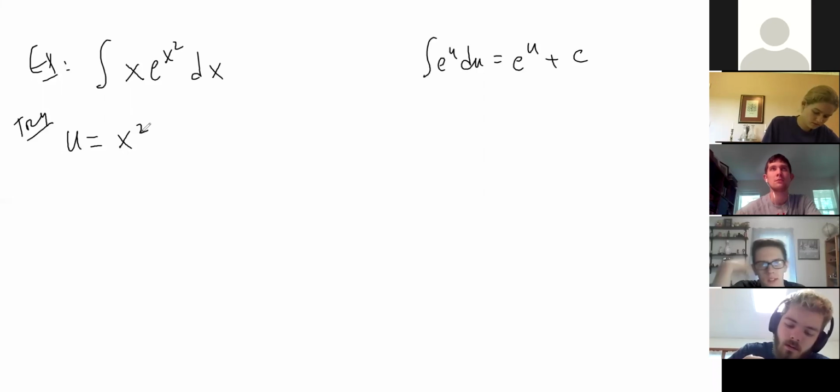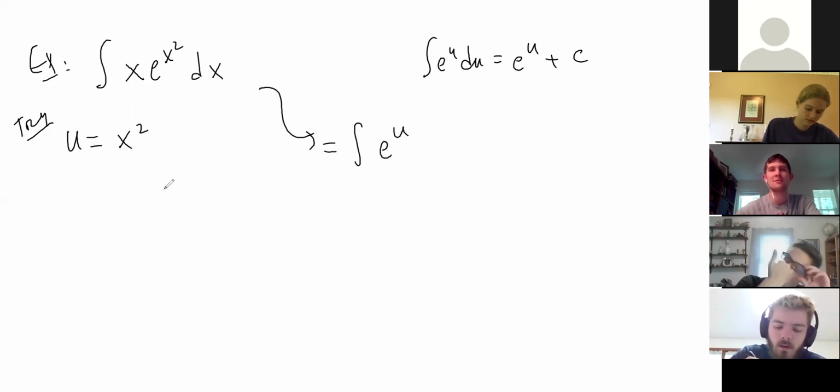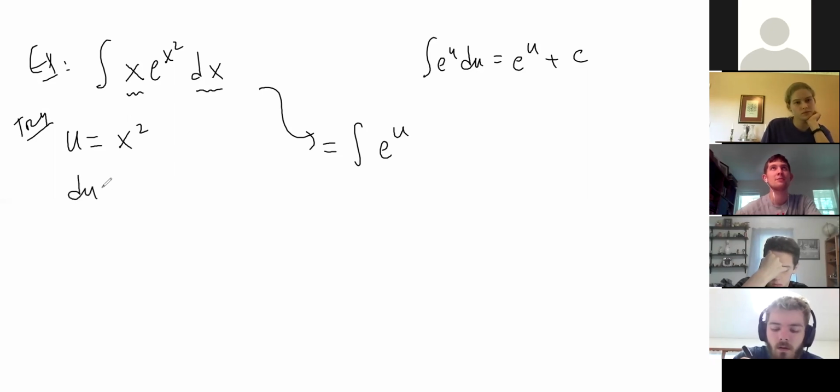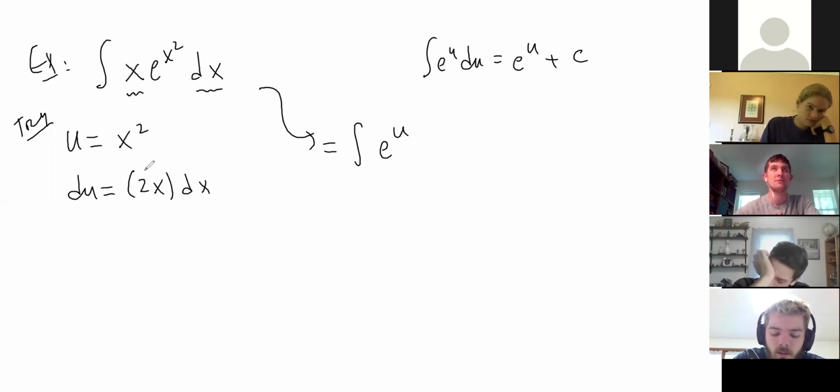And sometimes you try things and they just don't work. So try something else. So at least this would become e to the u. What about the rest? Well, I've got an x and I've got a dx, and I hope that that is fixed when I find du. And it will be. So 2x dx is the du, because again, you take the derivative and then tack on dx.